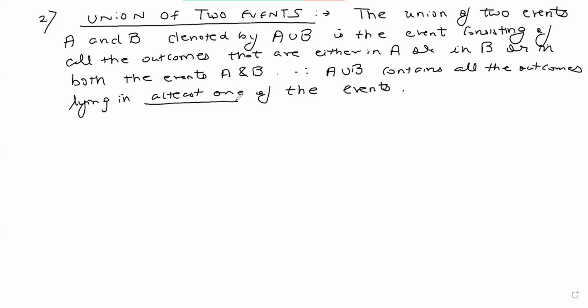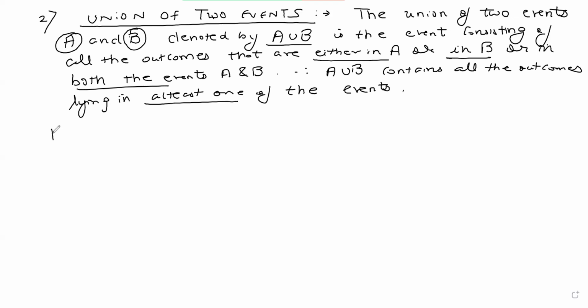So I'm explaining this again, students. When I say union of two events A and B, it is denoted by A union B. It contains all those outcomes which lie either in A or in B or in both. That is given by A union B.